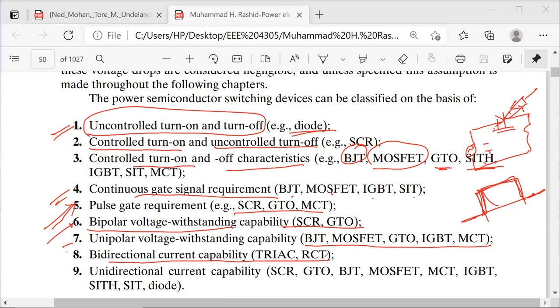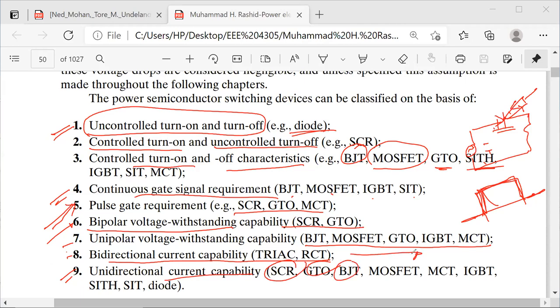Bidirectional current: I mentioned to you, the TRIAC will conduct in both cycles, positive cycle and negative cycle. If it turns on in the positive cycle, then positive current will go. If it is turned on in the negative cycle, the negative current will go. Unidirectional current capability: the current will only flow through the diode and SCR, GTO, BJT in one direction.